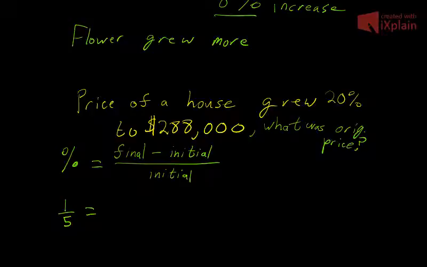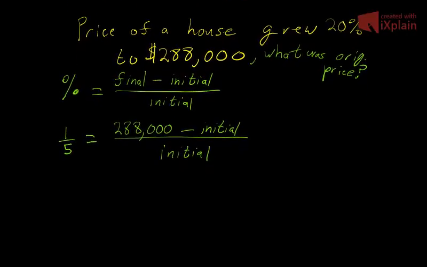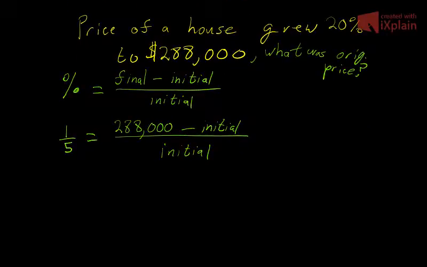That has to be equal to the final minus the initial. I don't know the initial, but the final I do know: 288,000 minus the initial, and that's going to be divided by the initial. So something I can do here is, because this division is distributive, if I want to split up this fraction, I can. It's going to make my life a little bit easier.